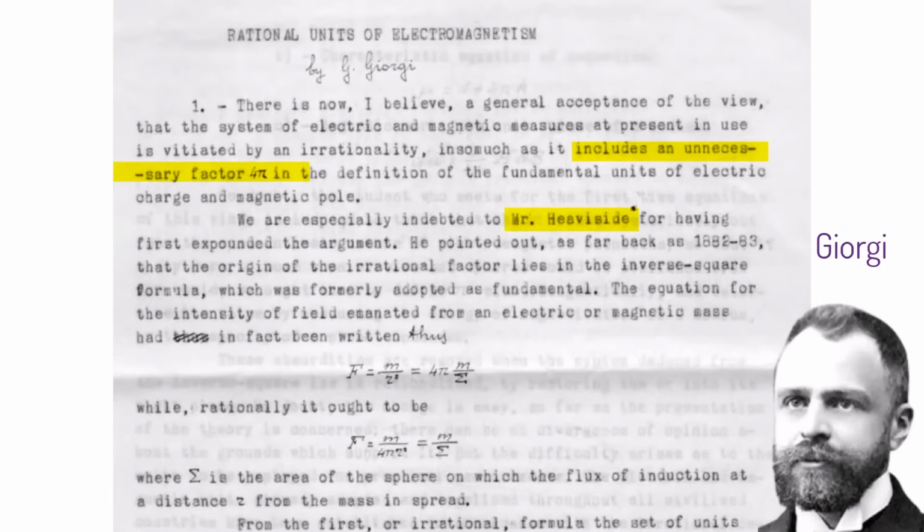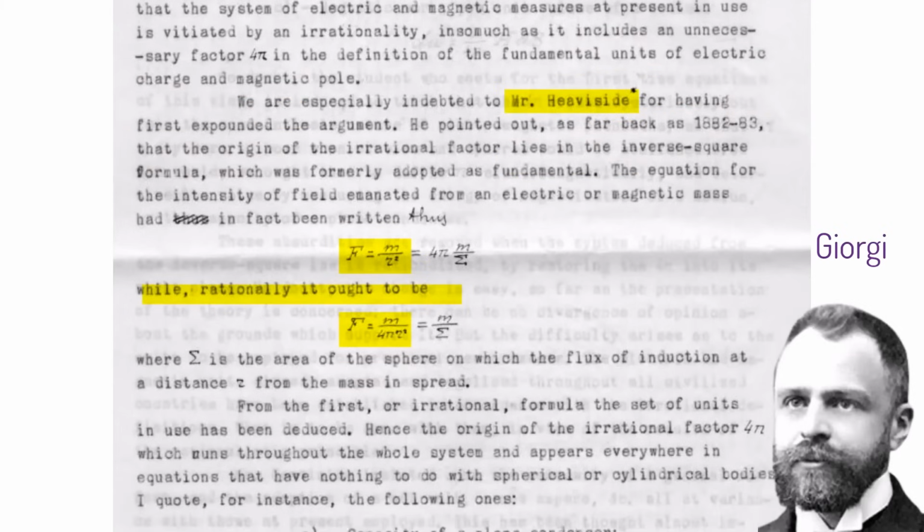Short comment about the 4 pi's and why we now ignore them. According to an Italian scientist named Giovanni Giorgi, Heaviside believed that Maxwell arbitrarily added the unnecessary factor of 4 pi because Maxwell wanted the electric force to be proportional to the charges divided by the distance squared, while rationally it ought to be proportional to the charges divided by 4 pi r squared.